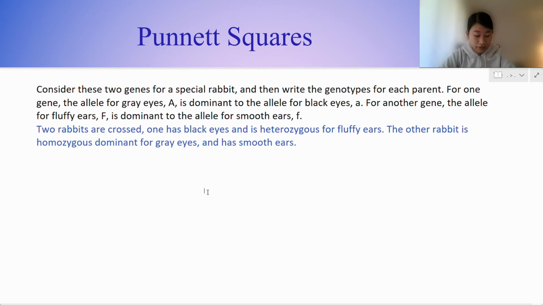Consider these 2 genes for a special rabbit, and then write the genotypes for each parent. For one gene, the allele for gray eyes, A, is dominant to the allele for black eyes, little a. For another gene, the allele for fluffy ears, capital F, is dominant to the allele for smooth ears, little f. Now we have this information. 2 rabbits are crossed. One has black eyes and is heterozygous for fluffy ears. The other rabbit is homozygous dominant for gray eyes and has smooth ears.